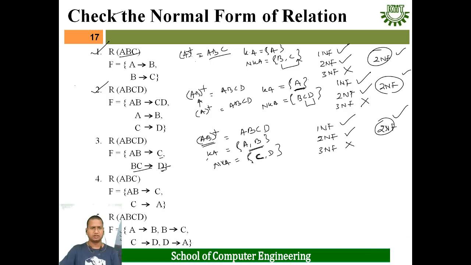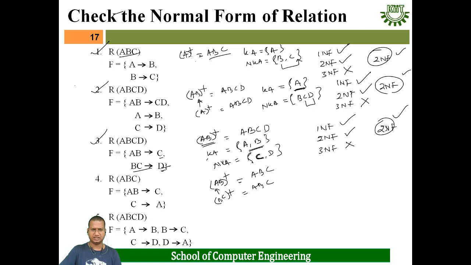Okay, this is correct. Question number 3 is completed. Now go to question number 4. In question number 4, I have to find the candidate key first. First I will take AB closure. AB closure will be ABC. Then, can we reduce it? A can be replaced with C. That means BC closure will be ABC.